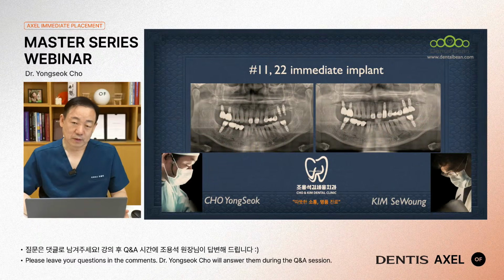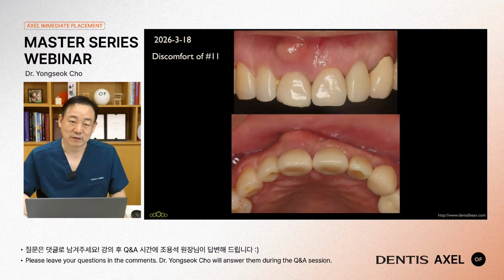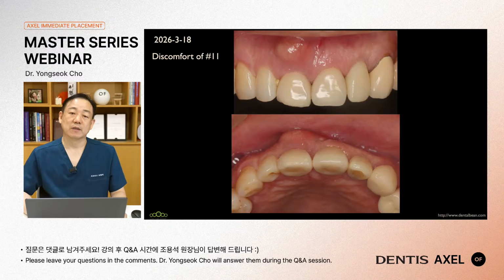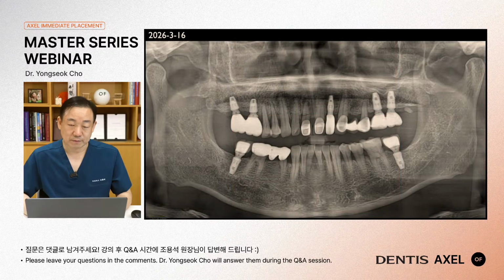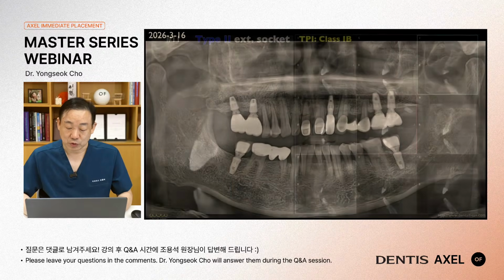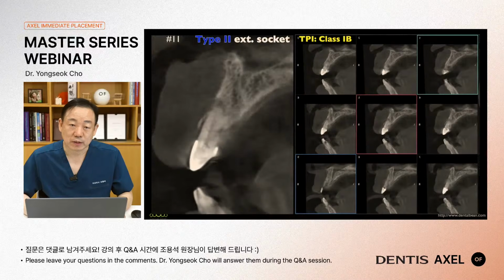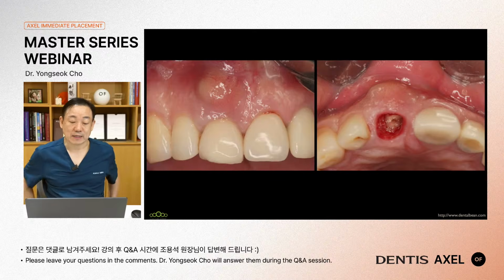This patient, this case I already showed on the left for left lateral incisor. In the same patient, here you can see the fistula, the buccal gumboil on the right central incisor. Here it shows apical lesion, big apical lesion, which perforated the labial bone. It is type 2 extraction socket, and the TPI was class 1B TPI. Okay, it looks like this.